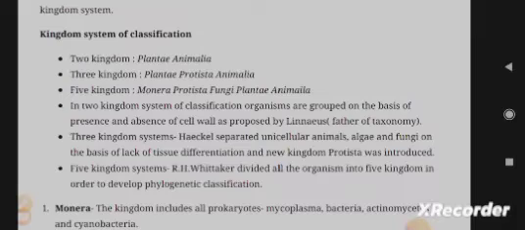The kingdom includes all prokaryotes, mycoplasma, which is a single-celled organism, I think the shortest cell, bacteria, actinomycetes, and cyanobacteria. Well, they are well known.